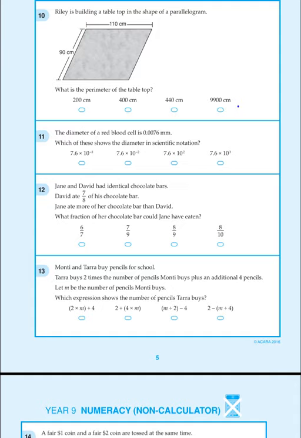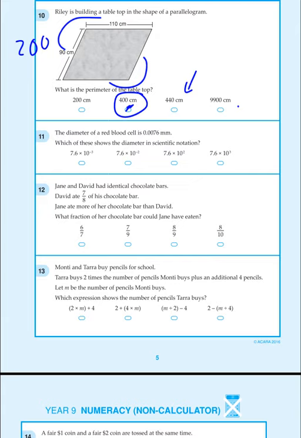So 110 plus 90 equals 200. And if it's 200 on those two sides, it's 200 on these two sides. 200 plus 200 is 400. Obviously, just make sure that the units are correct, and they all say centimeters, so it's all good. 400 centimeters is the right answer.